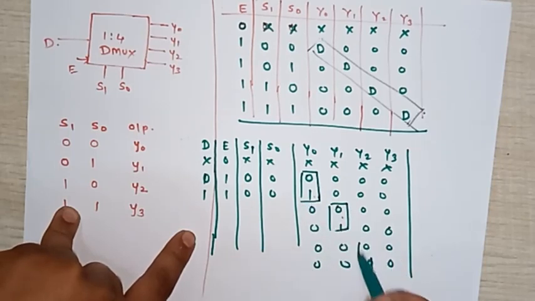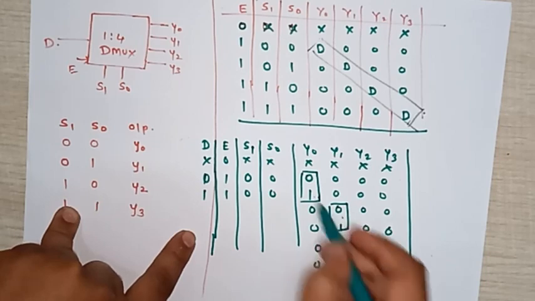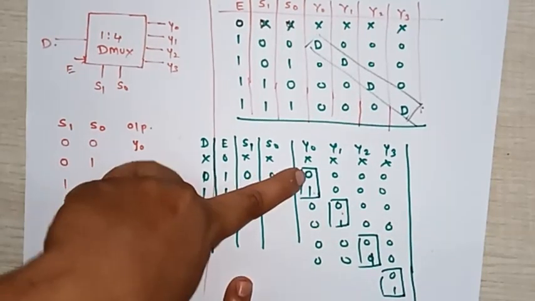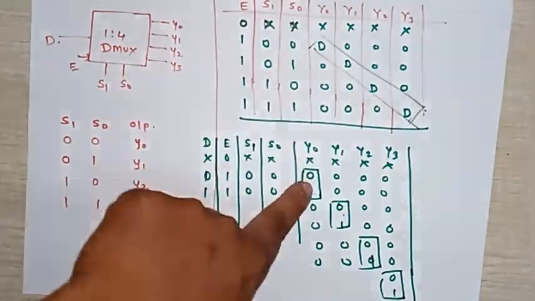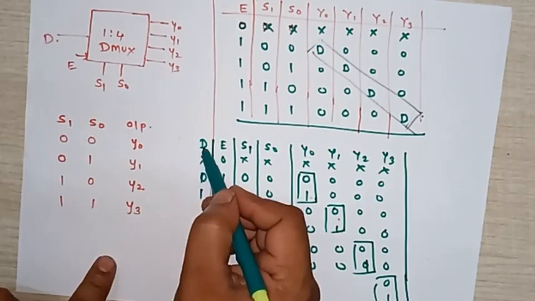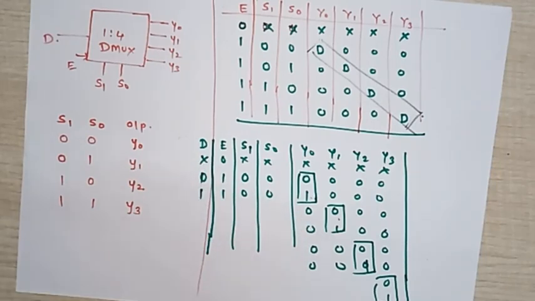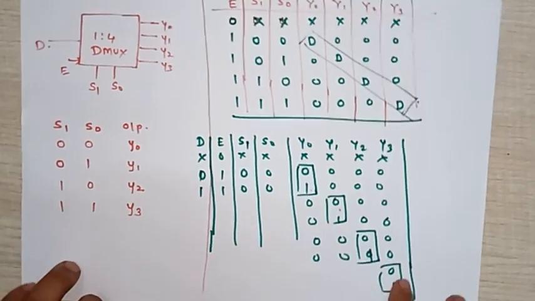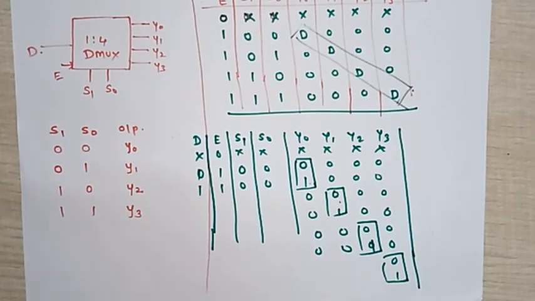If you see, this sequence is diagonal, because that will indicate the value of D. Here you will get the value of D. So such kinds of truth table you get when you take the values of D also. So this is about the 1:4 demux.